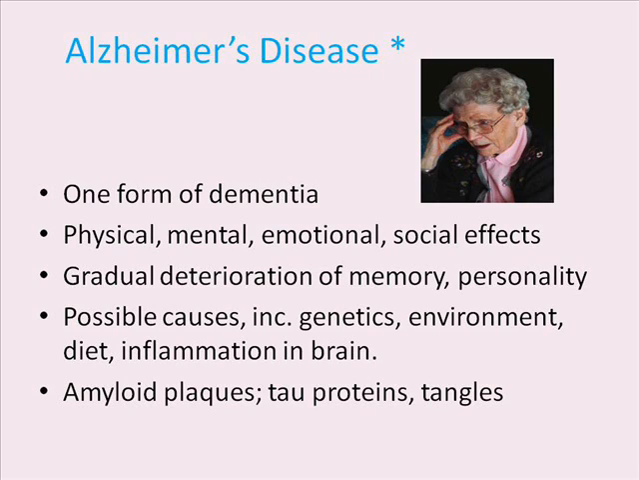Possible causes include genetics. Some types of Alzheimer's disease run in families. Potential environmental causes, heavy lead poisoning, for example. Diet: a high-fat diet is correlated with Alzheimer's disease. Inflammation in the brain is also correlated with Alzheimer's disease. Specifically, in autopsies they find amyloid plaques, tau proteins, and fibrillary tangles that exist because of these excess plaques based on the proteins.